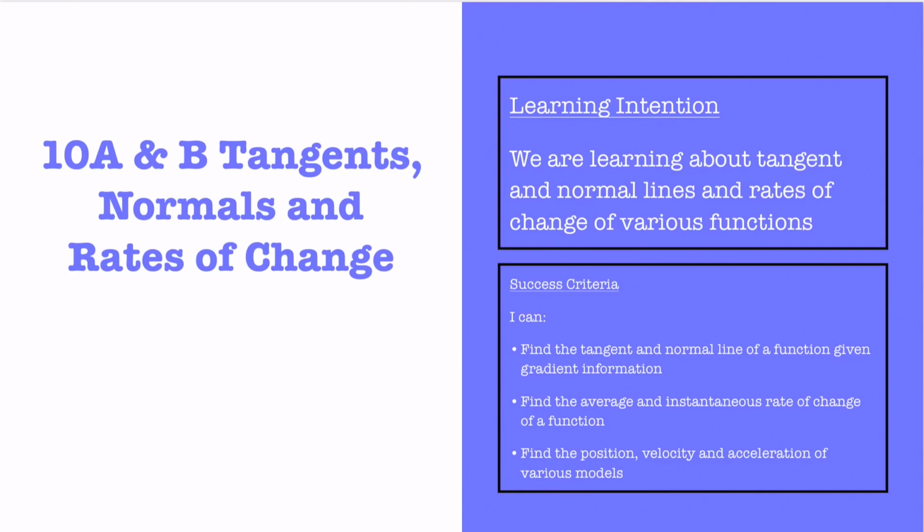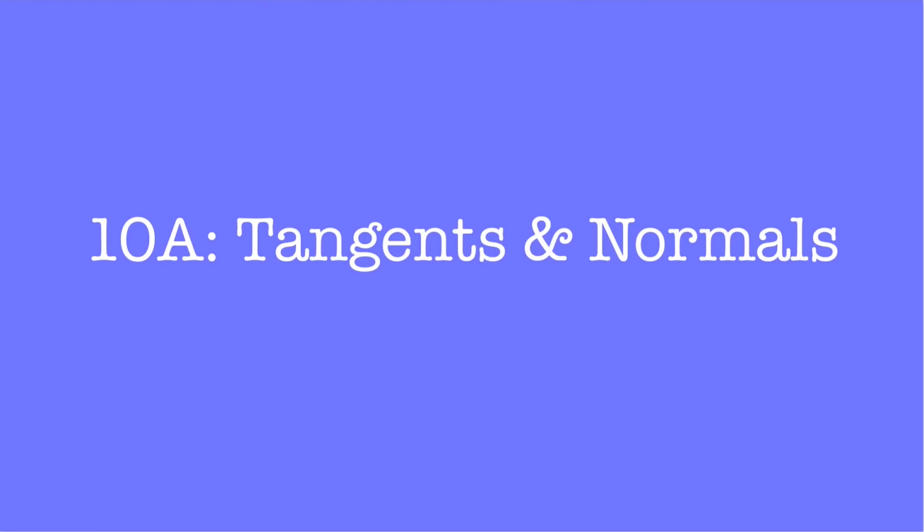So today we are learning about tangent and normal lines and rates of change of various functions. What you need to be able to do is find the tangent and normal line of a function given gradient information, find the average and instantaneous rate of change of a function, and find the position, velocity, and acceleration of various models. Let's start with 10A, tangents and normals.